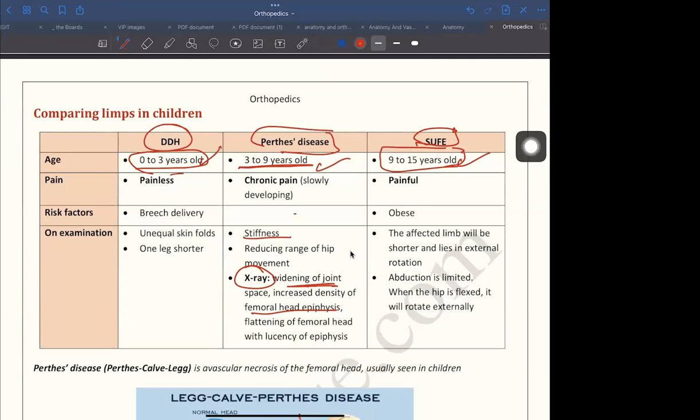And DDH is usually painless. It's either dislocatable or relocatable. And SUFE is very painful in a child who is obese and more than 12 years old. And risk factors for DDH are female sex, first child, slightly obese, and breech delivery, and you have unequal skin folds on both sides, and one leg is slightly shorter than the other. Again, in SUFE, you'll have one leg slightly shorter than the other as well due to a problem in the growth.